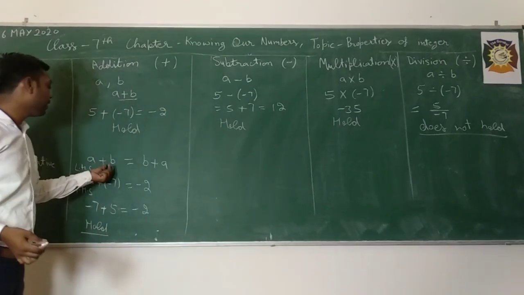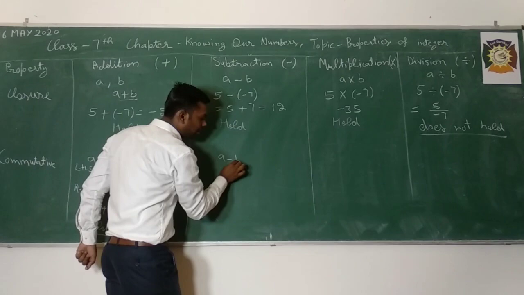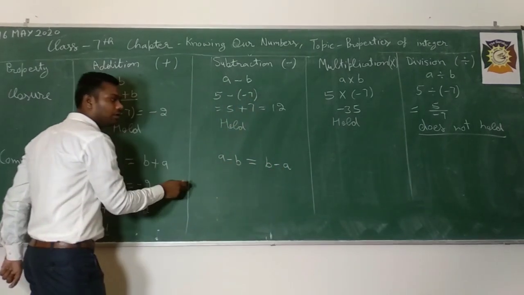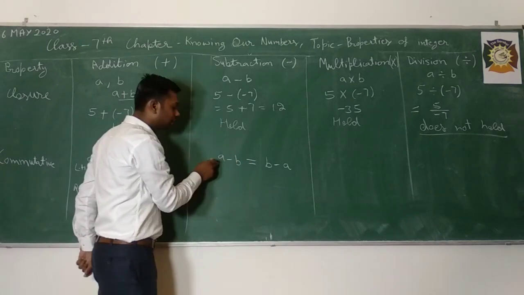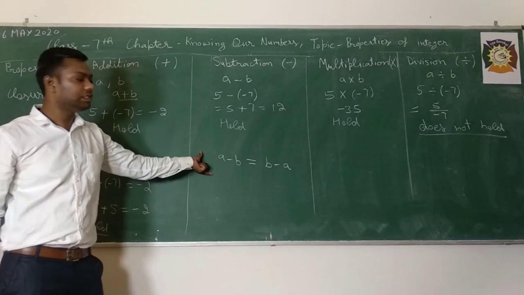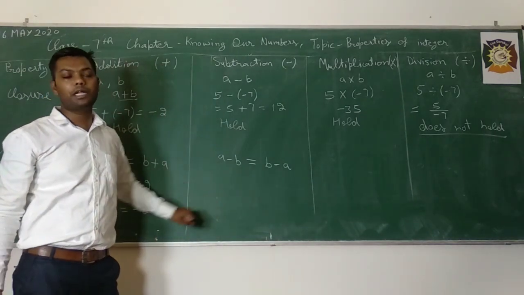Subtraction is same. We have to just change the operation. Here A minus B, if equal to B minus A, we have to change the order of the integers. A minus B equal to B minus A. If this holds, then we say that the commutative property holds in subtraction.